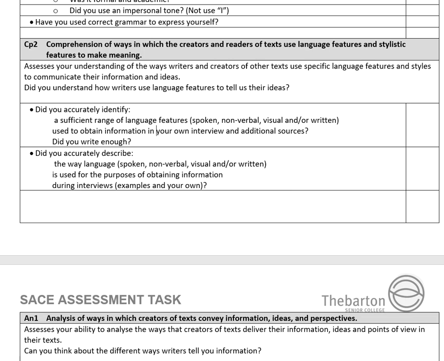So you need to tell me about the language, how it's used for the purpose of getting information, and specifically how it's used for getting information during interviews, using examples, the examples of interviews that we will look at, and also in your own interview.